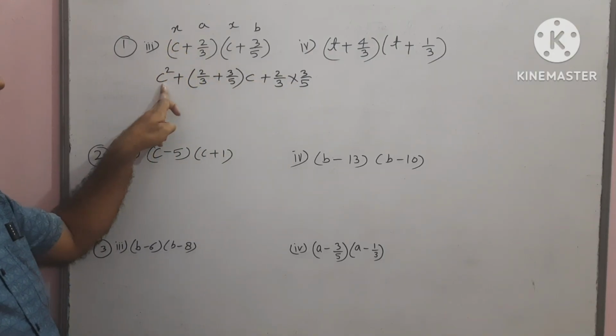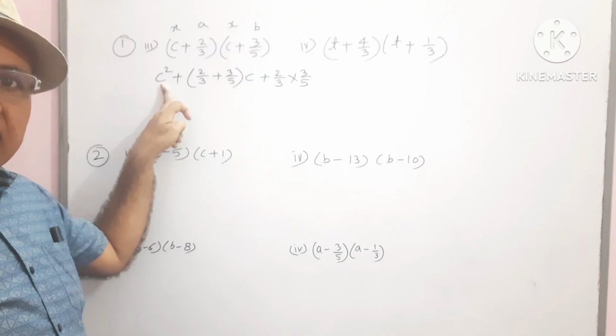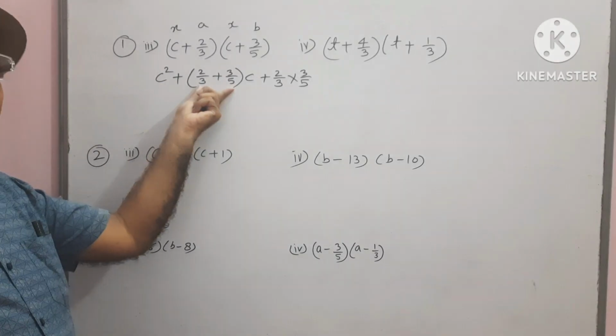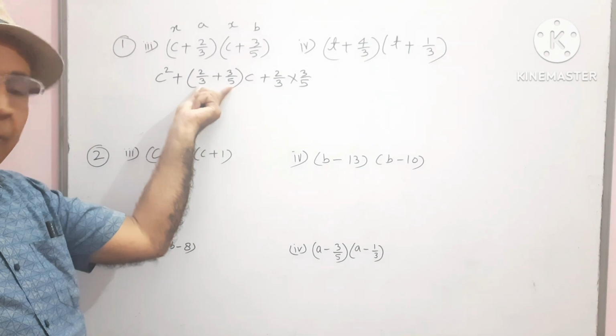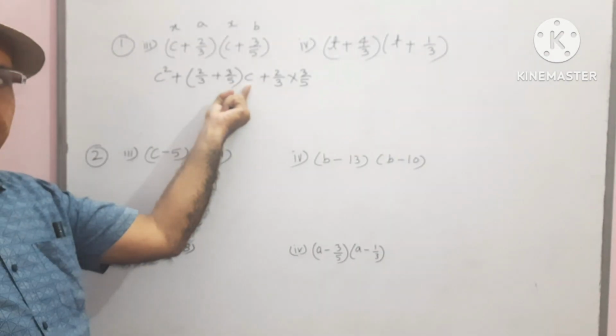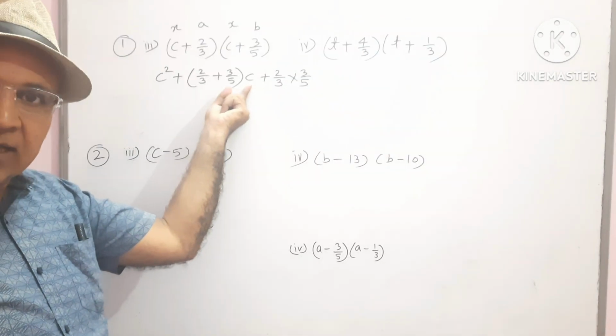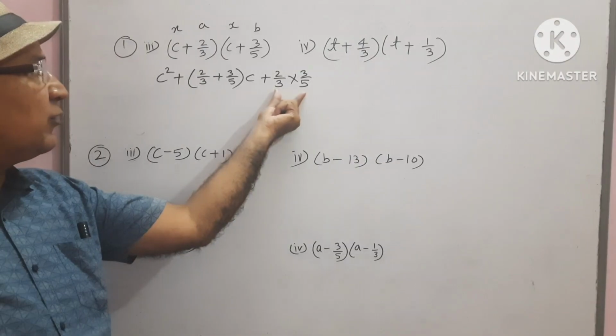At the place of x there is c, so this will be c². At the place of a plus b, here will be (2/3 + 3/5) into c, because at the place of x there is c, plus ab.